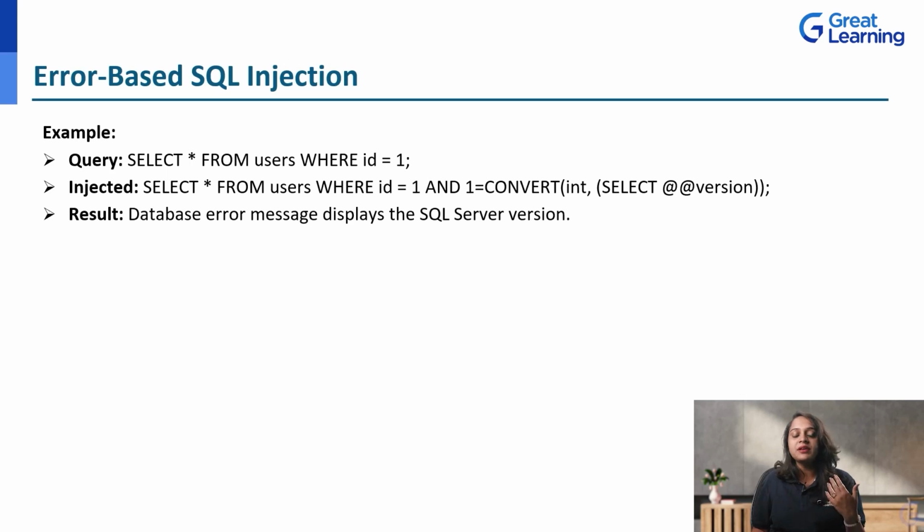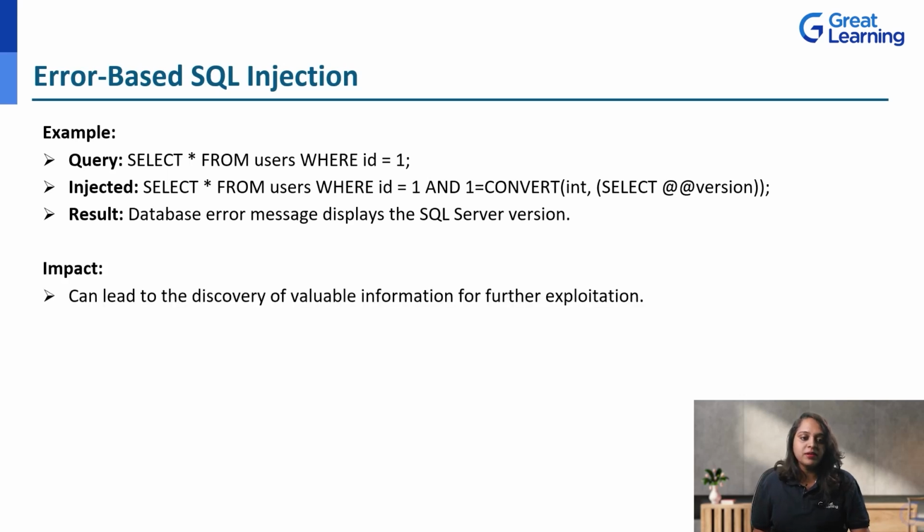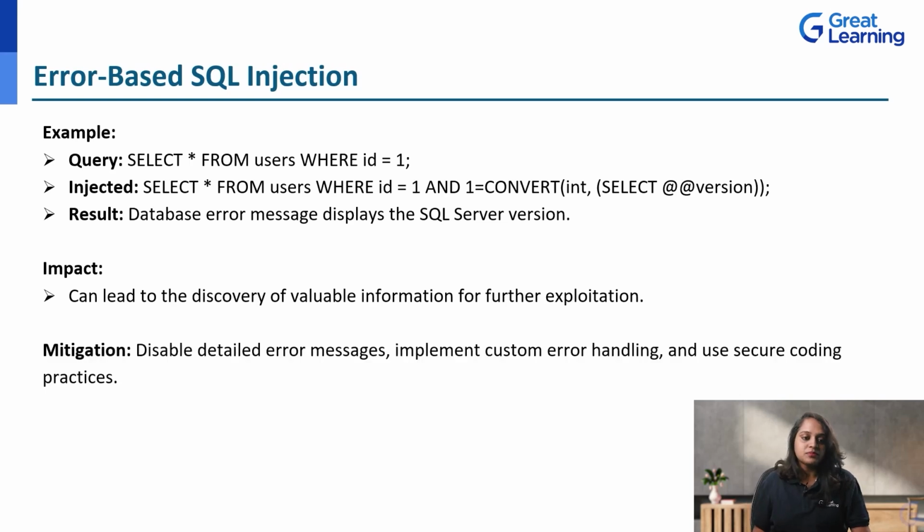So what is happening here? Everything is displayed to the hacker and he uses all those data in order to retrieve data from the database. What is the impact here? It can lead to the discovery of valuable information for further exploitation. As I said, those data can be used to access the database, right? How can this be avoided now?